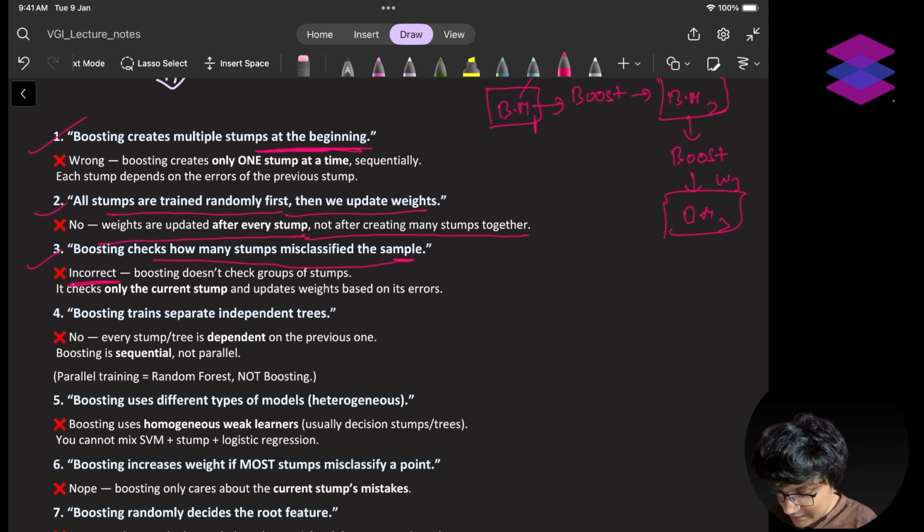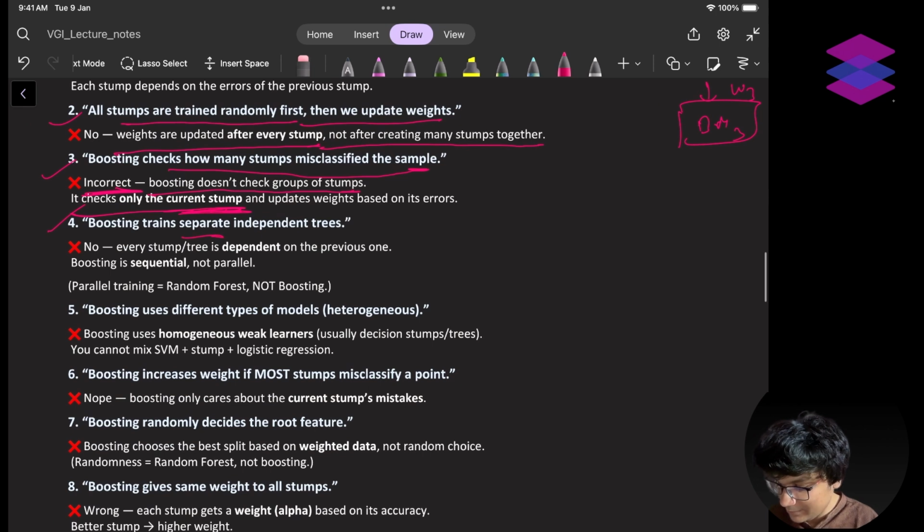Then, "boosting checks how many stumps misclassified a sample." That is incorrect, because boosting does not check the group of stumps. It only checks the current stump, right? That is why it is sequential. Until and unless I improve the current stump, I will not move to the next stump. Then again, "boosting trains separate independent trees." It's not. It's a sequential process.